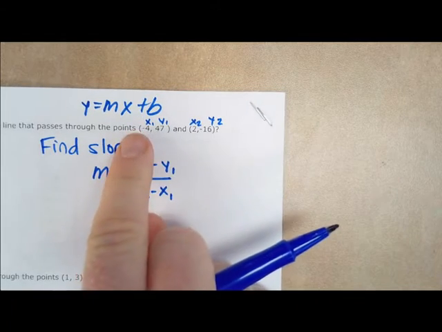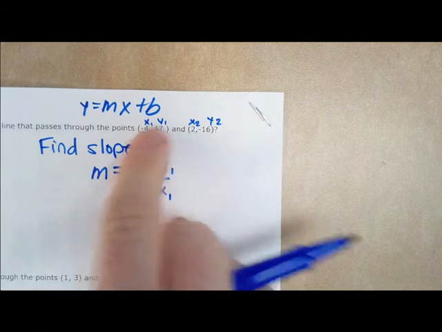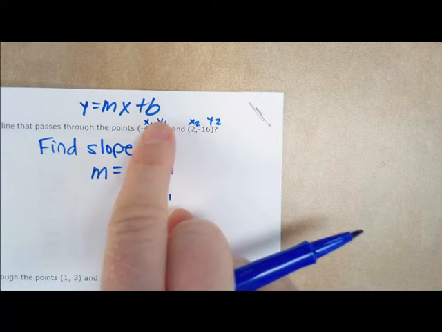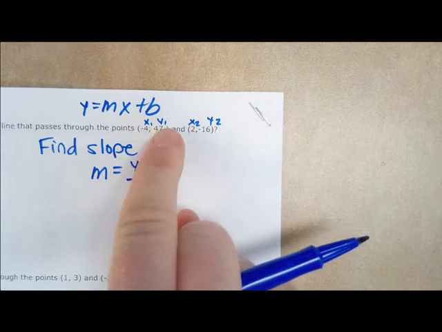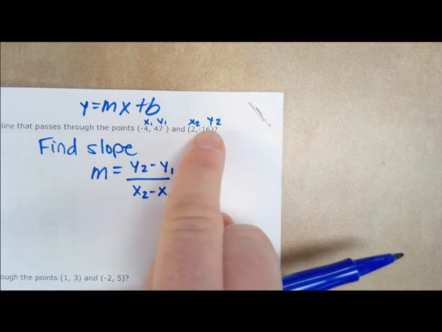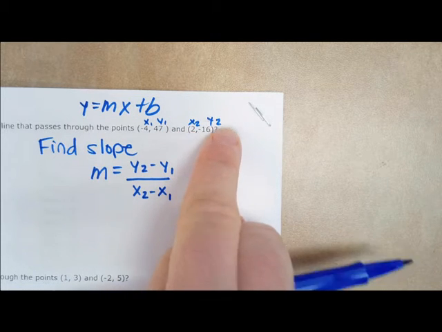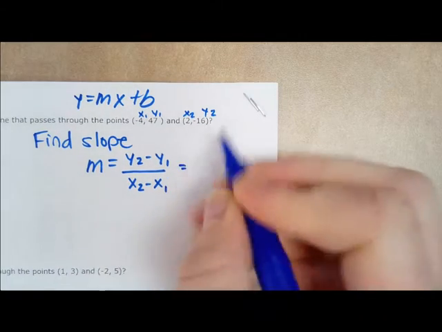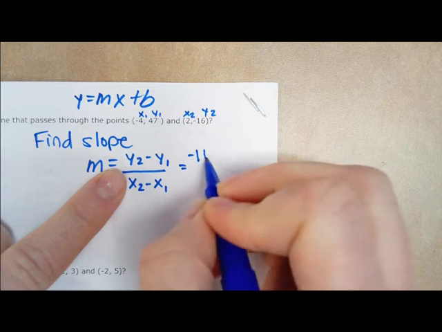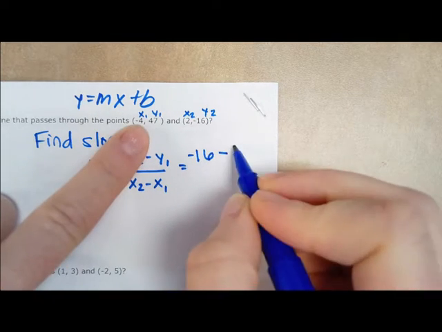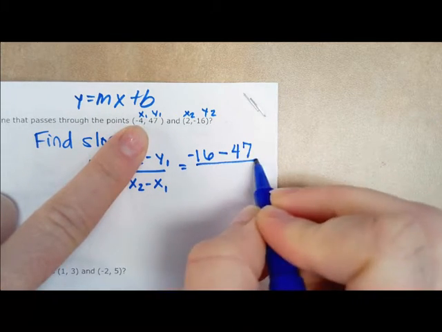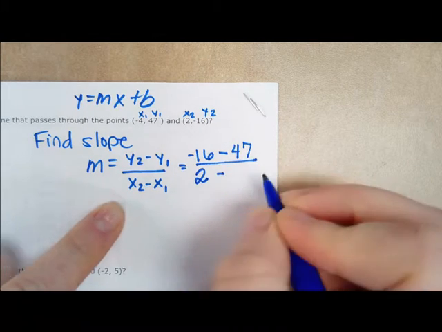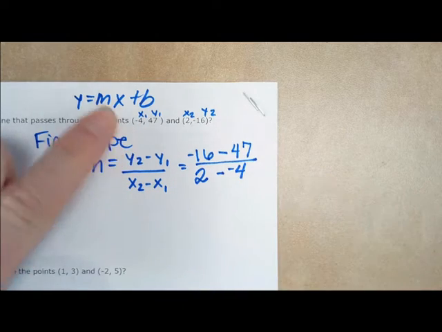And it doesn't matter which one you assign as x1, y1 and which one you assign as x2, y2. The only thing that matters is that if your x1 is here, then your y1 is here. If your x2 is here, your y2 is here, that they're a pair. They stay together. Okay, so y2 would be negative 16 minus y1, 47, over x2 is 2 minus x1, negative 4.